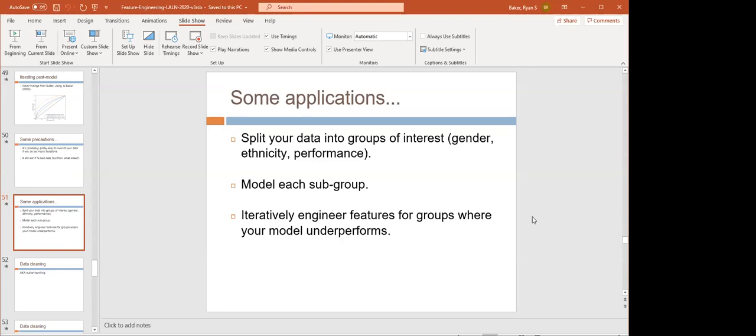And so if you suspect there are differences among different subgroups in your data, differences between men and women, between age groups, between socioeconomic status or ethnicity, or between high and low performers, you can engineer features specifically for that subgroup that you want to improve performance on by subselecting them and modeling each subgroup, and then iteratively engineering features for the groups where your model underperforms.